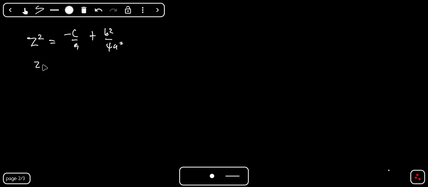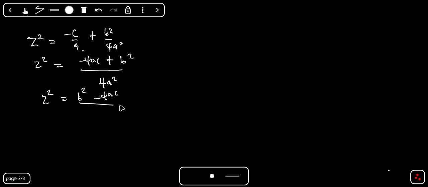So then we are going to have z squared is equal to, if you take the LCM here, which is 4a squared, then a in 4a squared, that is 4a. So multiplied by minus c, you are going to have minus 4ac, then plus b squared. So you can write this as z squared is equal to b squared minus 4ac, then over 4a raised to the power of 2. So what you are going to do next is take the square root of both sides.